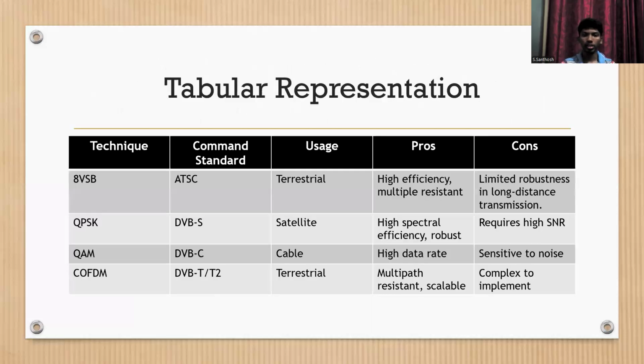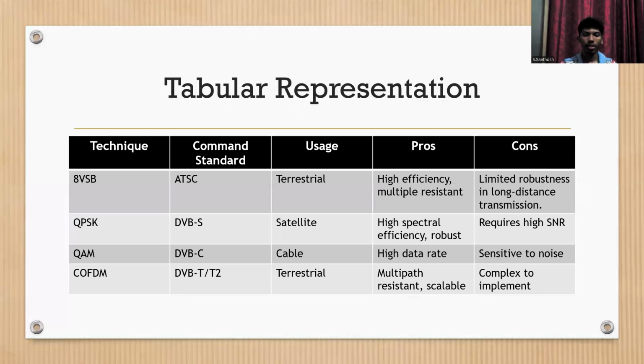So this is a tabular representation of the data that we studied right now, which speaks about what the techniques are, what type of standards are used over here, what type of network system we'll be using, and the advantages and disadvantages. As we saw, 8VSB uses the ATSC standards, and it is terrestrial based for the audio and video transfer for our televisions. It is highly efficient and multipath resistant, and the disadvantage is limited robustness in long distance transmissions.